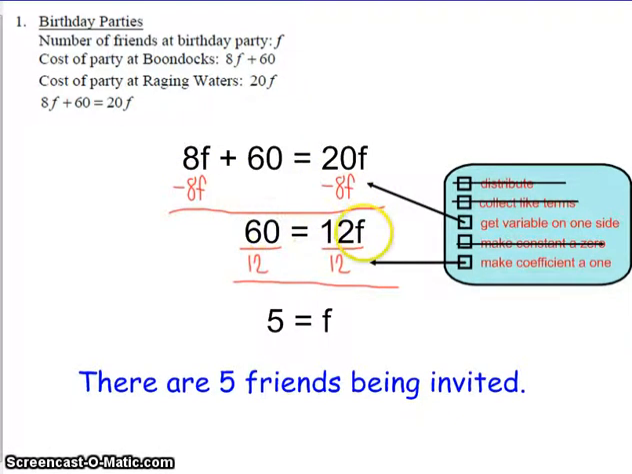So 60 equals 12f. Then we're going to divide by 12 to both sides to make our coefficient 1. 12 divided by 12 is 1, and 1 times f is f. And so what we do to one side, we do to the other, and 60 divided by 12 is 5. And it's a word problem, so we have to put it in a complete sentence. There are 5 friends being invited. If you're going to have the same cost at each place, you must have been inviting 5 friends.